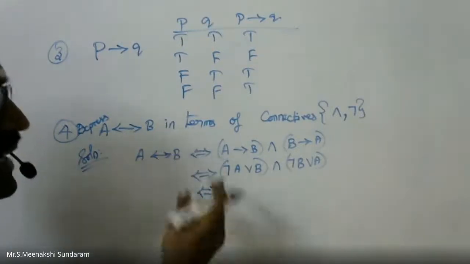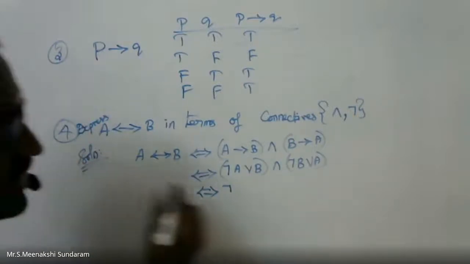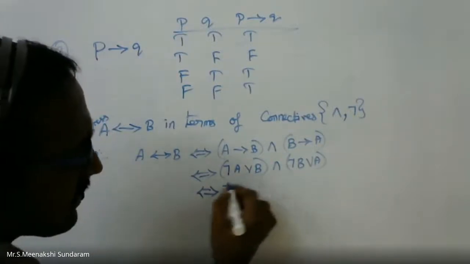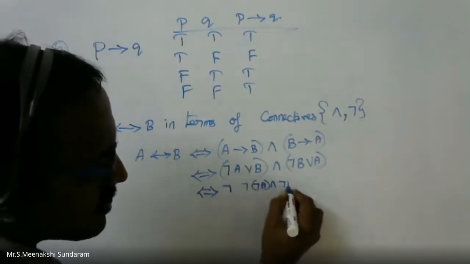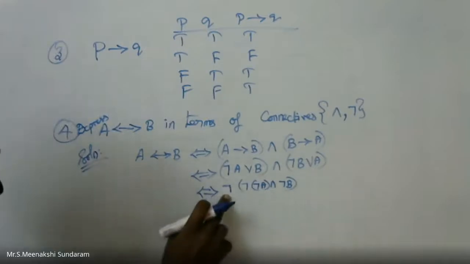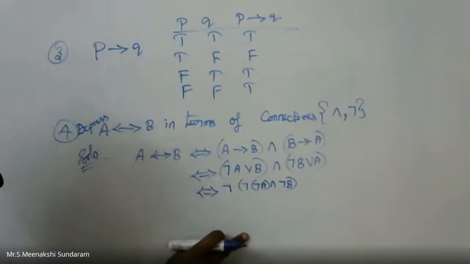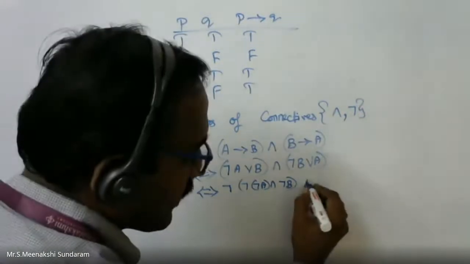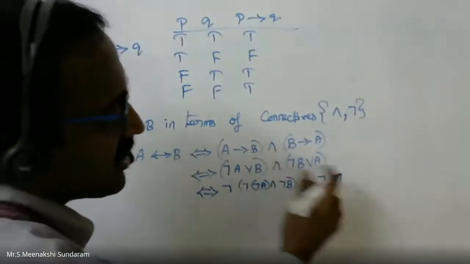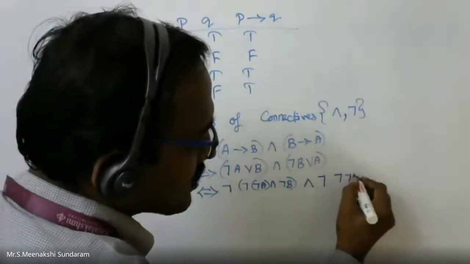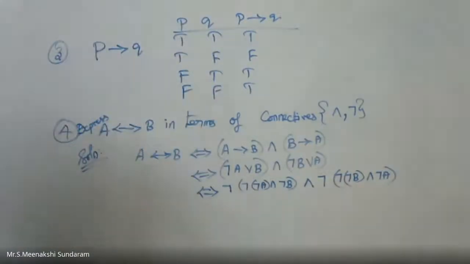I like to go for De Morgan's law. I take the negation outside. Or simply I can write negation of negation A, conjunction negation B. Possible? Negation of negation A, conjunction negation B. This is possible. And conjunction, negation of negation B, outside you put the negation, inside you take the negation of B, conjunction negation A. Are we clear?